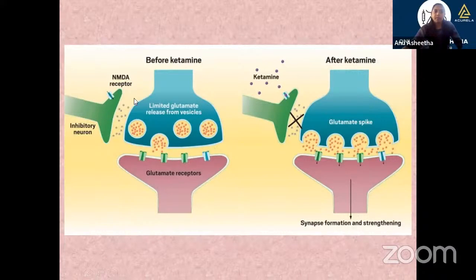When ketamine is not present, the NMDA receptors are activated, preventing the release of glutamate from the vesicles. But when ketamine gets attached, they don't bind to the receptors, so there will be a surge in glutamate, which increases synapse formation and strengthening. This attributes to the antidepressant effect.